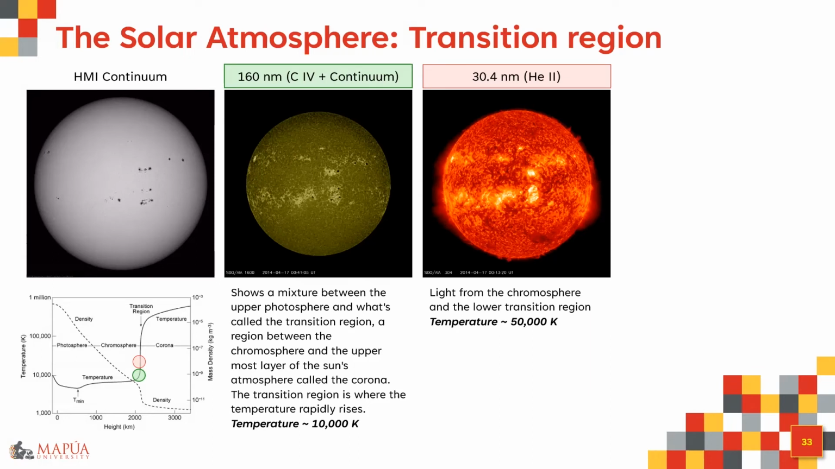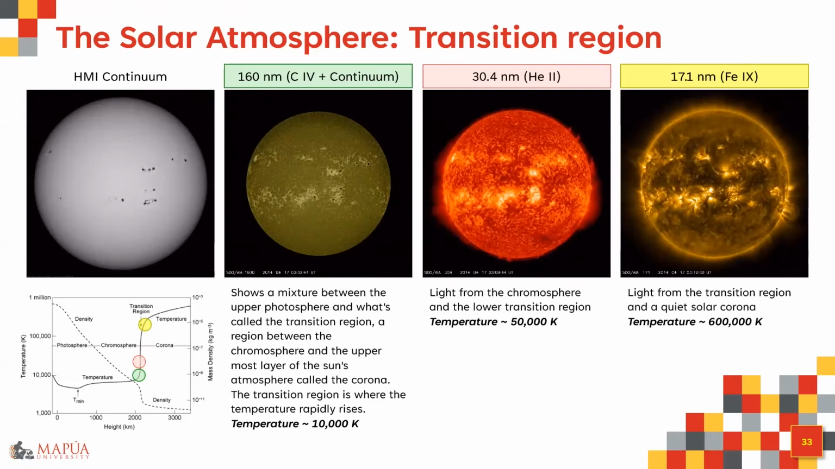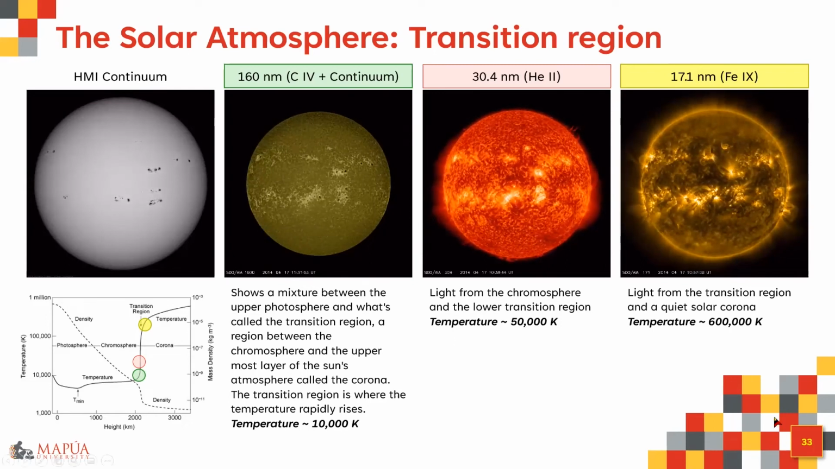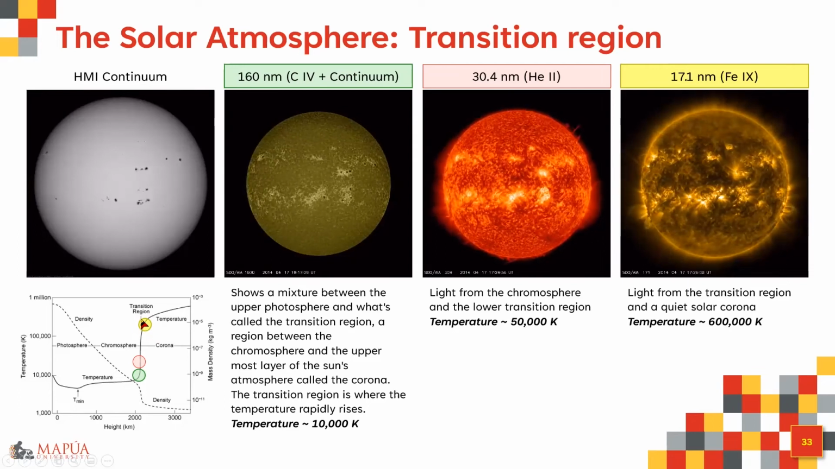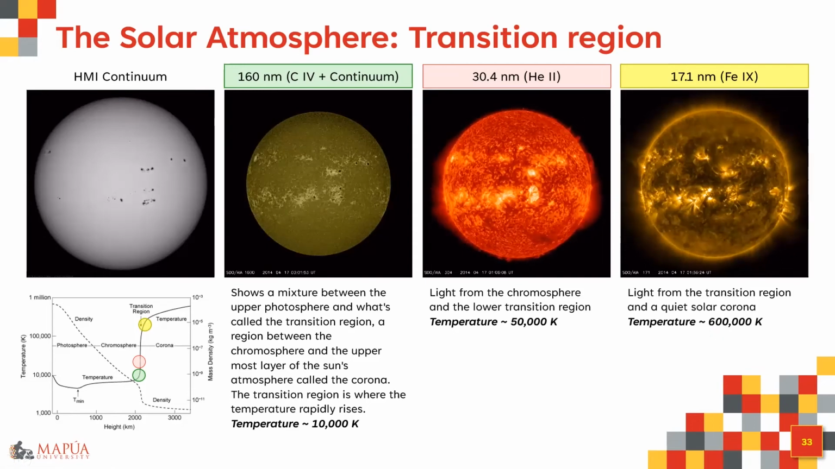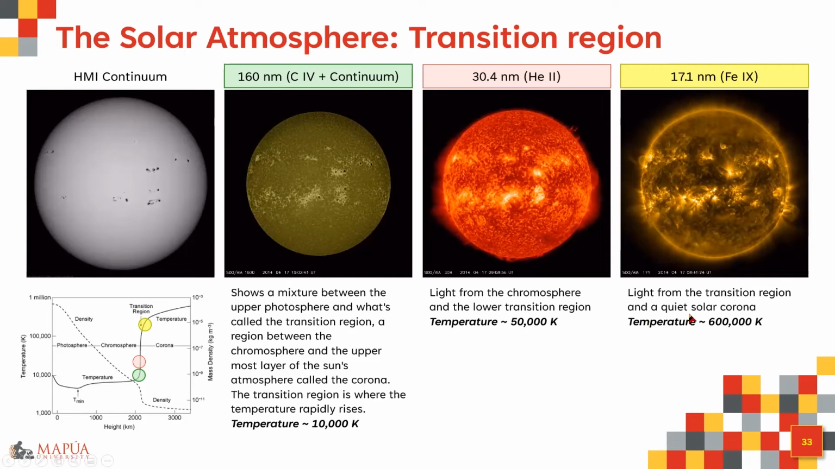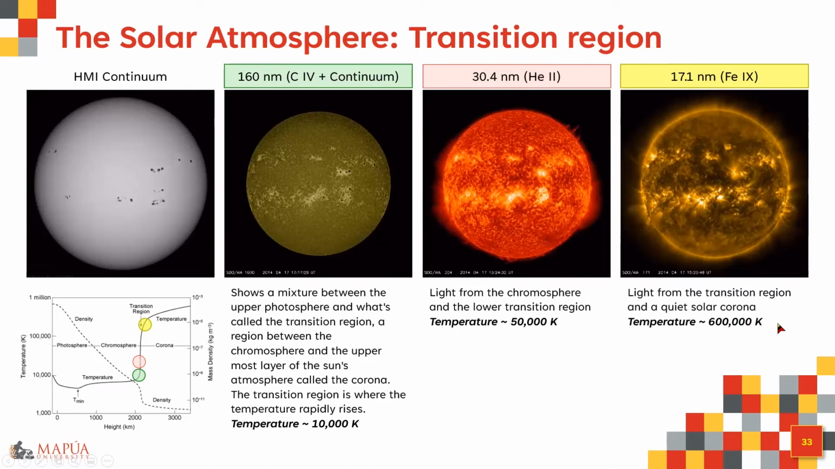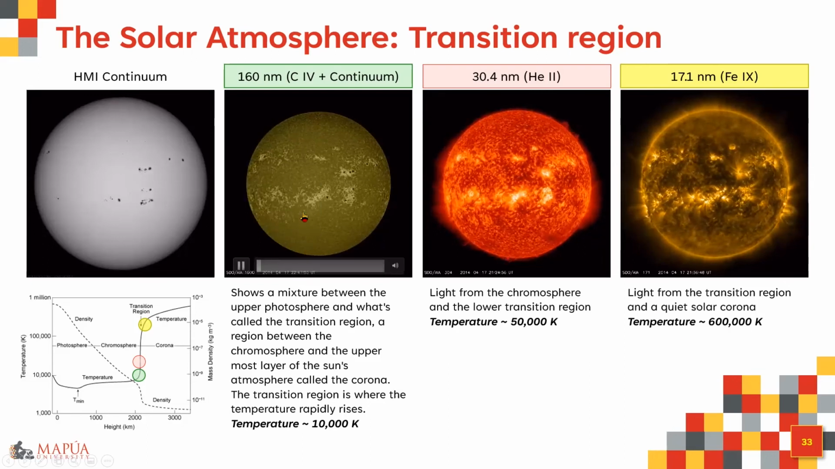Going up a little bit further, this is 17.1 nanometers, or 171 angstrom. This is light coming from the transition zone and a quiet solar corona. The quiet solar corona is just the initial, lower part of the solar corona. So it should be somewhere here. But the temperature is already higher by an order of magnitude compared to this region. So you will see the rapid increase in temperature from 10,000 at the lower level to 50,000 to 600,000 Kelvin. You can see the sun with different features at these different regions.